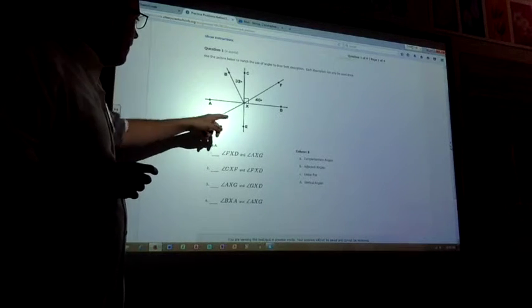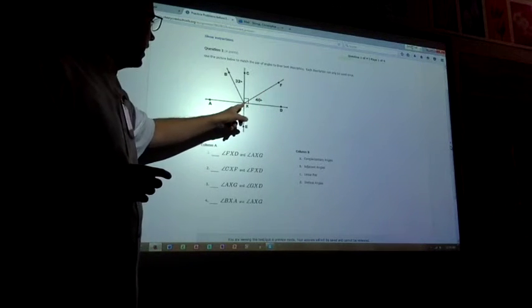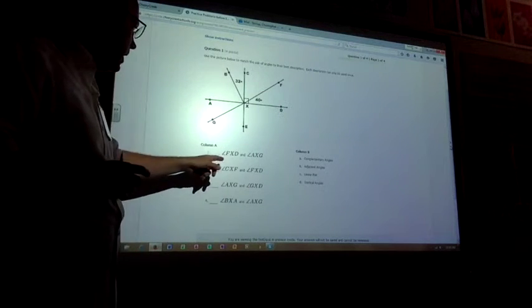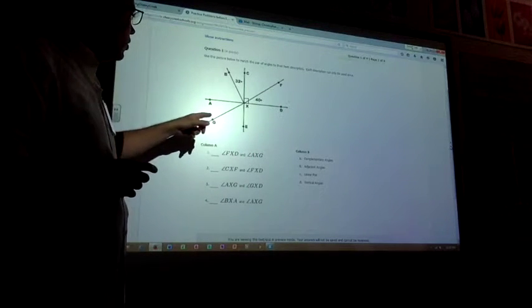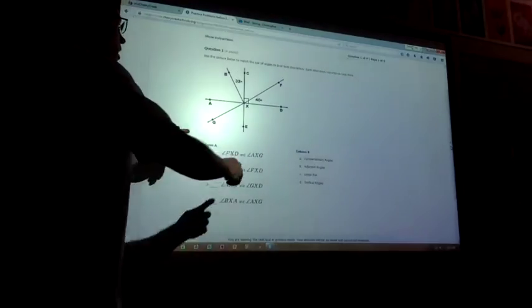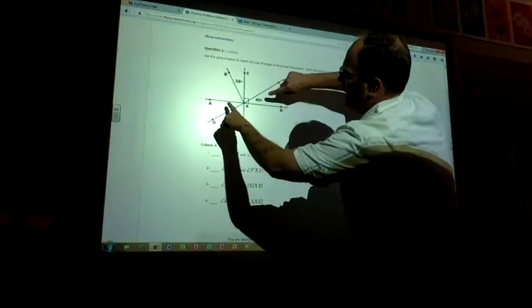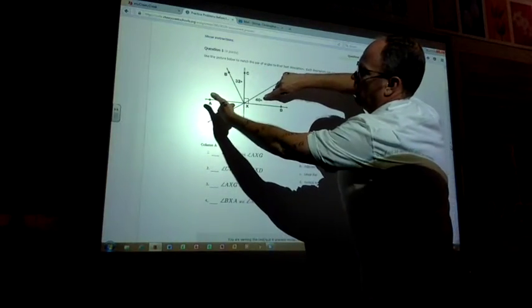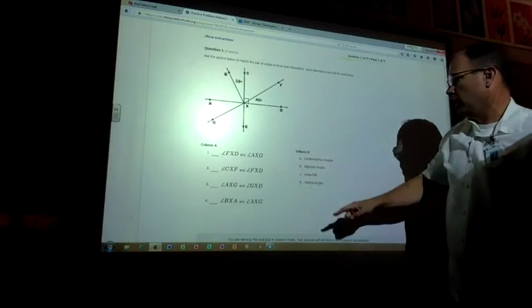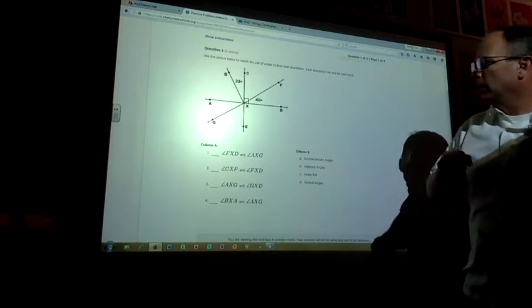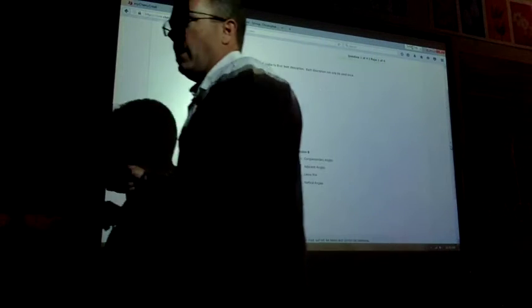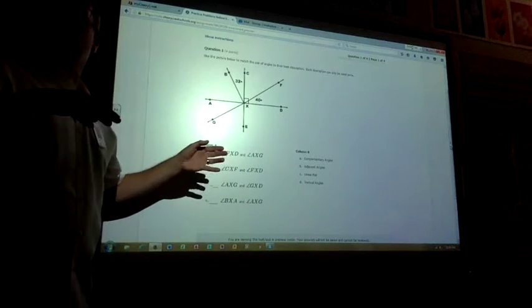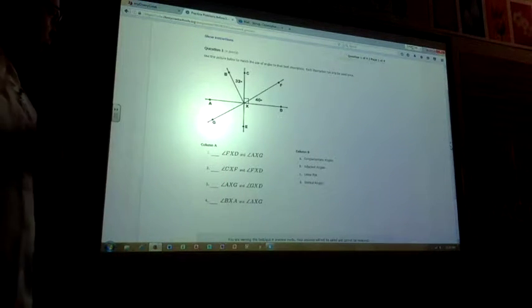FXD, so we have F, where's that? FXD, so that's that 40-degree angle, right? And AXG. So what do you know about these two angles right here? What kind of angles are they? They're vertical angles to each other, so make sure you have letter D there. Okay? And again, I don't know if your order is different than mine. It might be, but we'll figure it out.